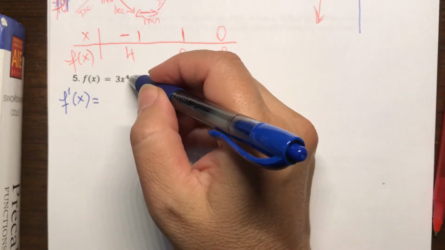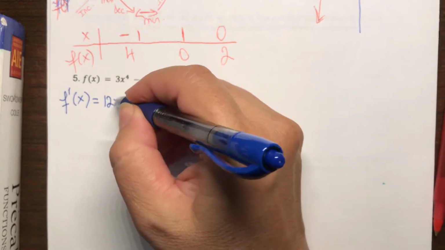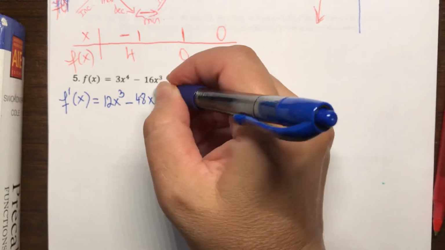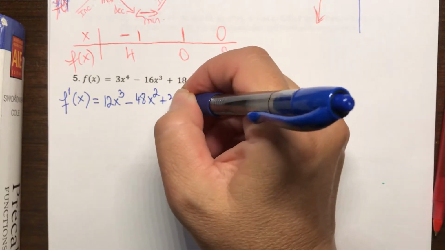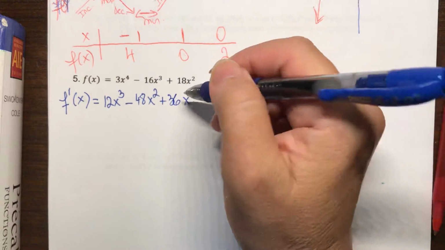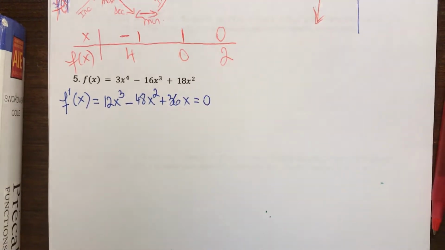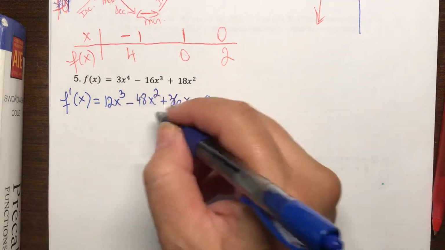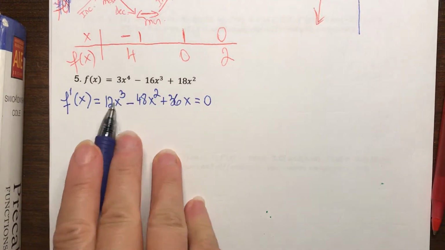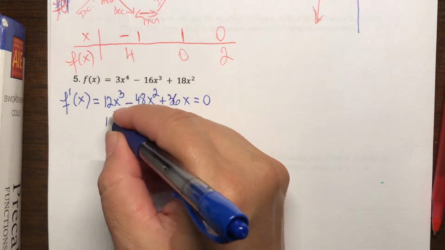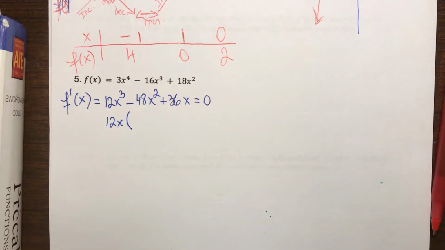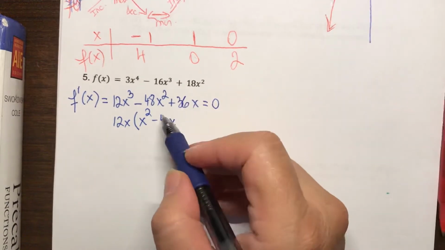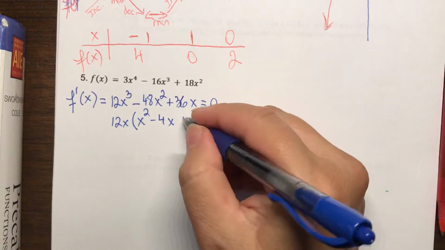So, first derivative, 3 times 4 is 12, x cubed, minus 48, x squared, plus 36, x. Great. Set this equal to 0, right? It's not going to be undefined, but it can be 0. Solving this cubic equation, let's see if we can factor, and sure enough, 12x is the greatest common factor, times an x squared minus 4x, and then plus 3.